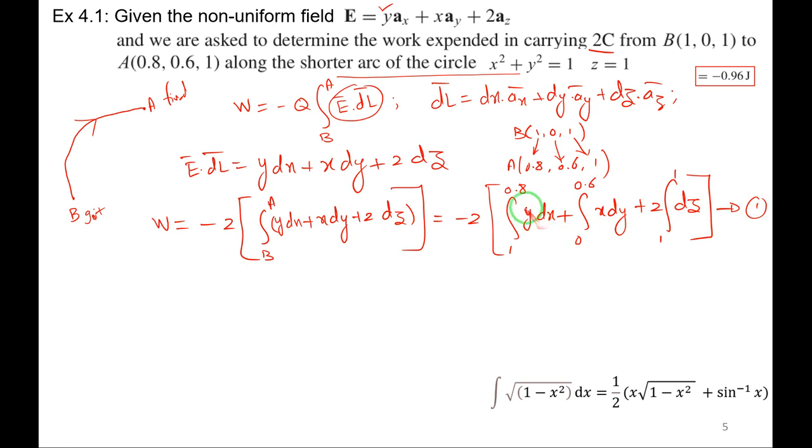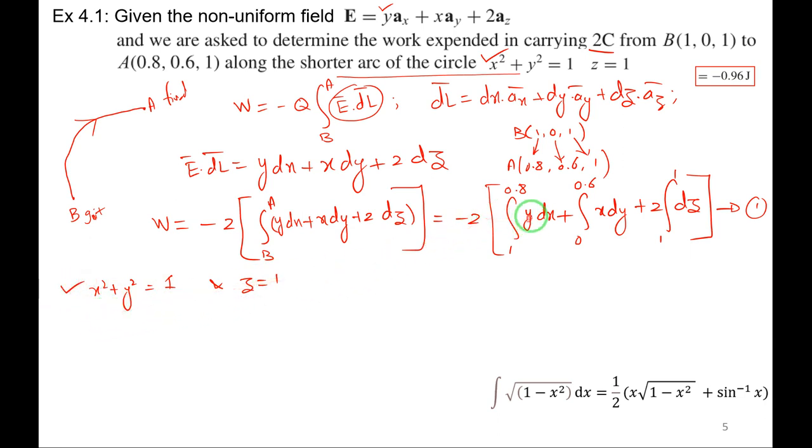Since I want to integrate, I want to get the first term, second term, third term. Just observe the integration of y dx. I cannot integrate with respect to x, or else y will be constant. But I should move along the path, the shorter arc of the circle. So I will make use of the equations x square plus y square equal to 1 and z equal to 1. This represents the shorter arc of the circle.